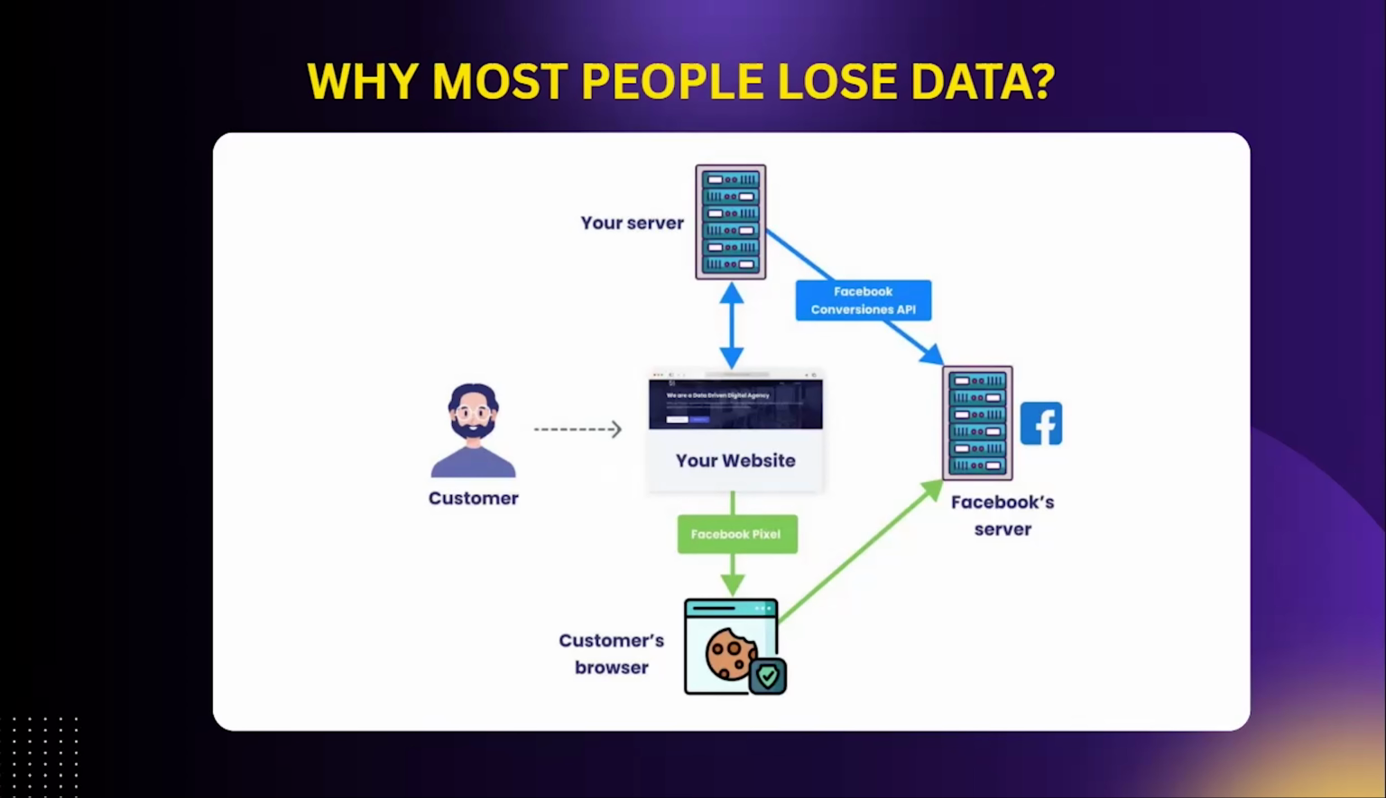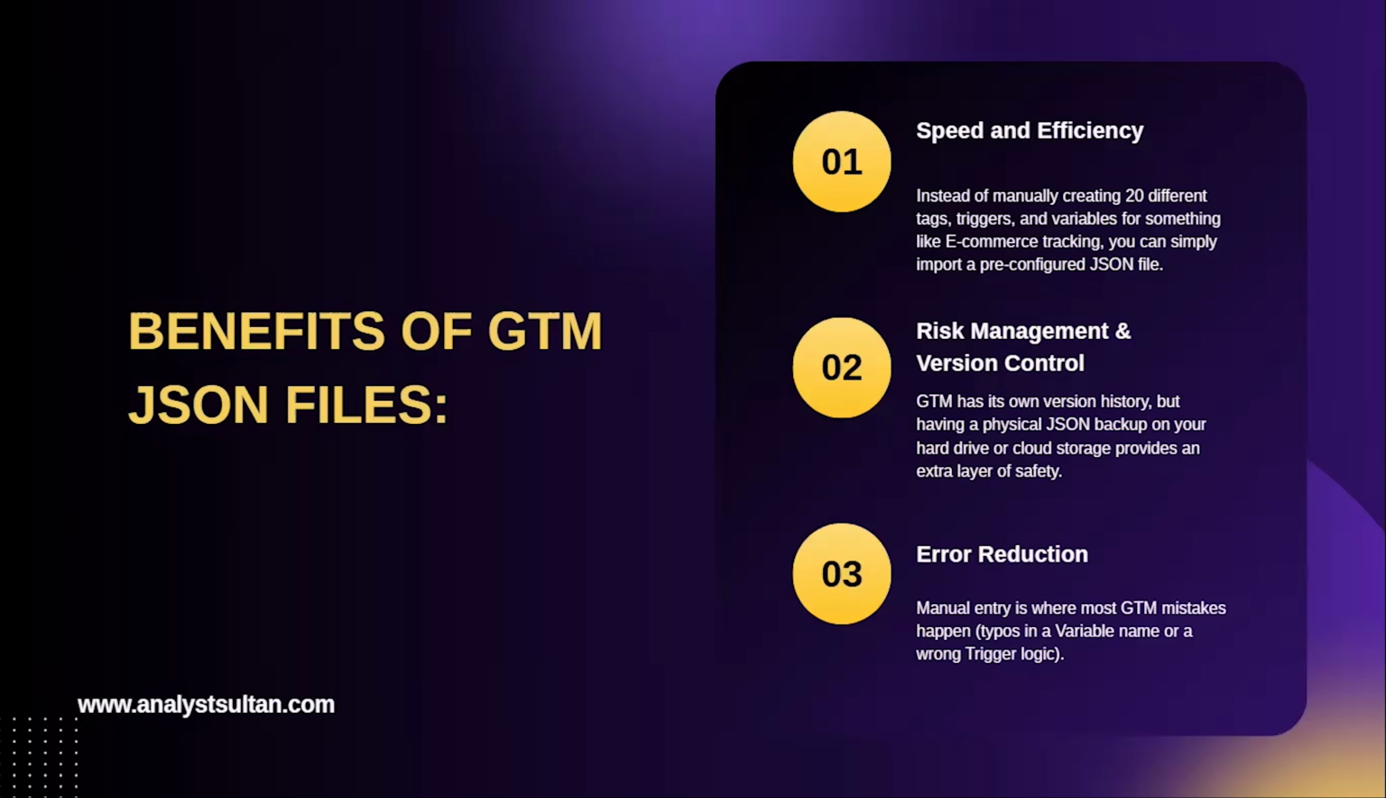So now I will set up Facebook browser and server-side tracking with the JSON file. Now we need to know the benefits of the GTM JSON file. This JSON file saves you hours, prevents tracking mistakes, ensures proper deduplication, improves event match quality and accurate purchase value, and gives you a professional browser plus server-side tracking setup ready to scale. So now let's get started on how to set up the GTM JSON file on your Google Tag Manager account and set up perfect Facebook browser and server-side tracking.